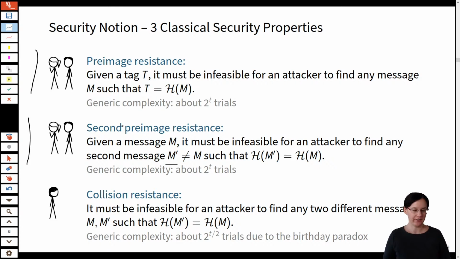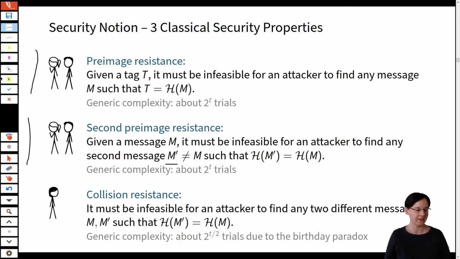And generically, if we were dealing with a random oracle, the complexity of these would both be approximately 2 to the power of t trials, where t is the output size of the hash function. Because in order to find a preimage, I can just try random messages until I find one that accidentally matches the correct value.